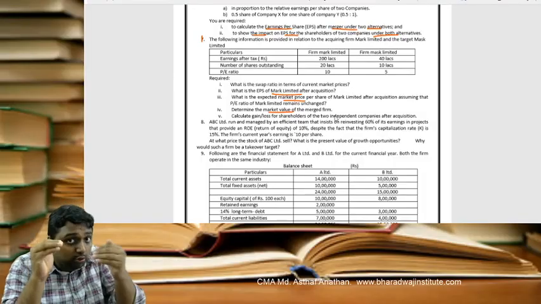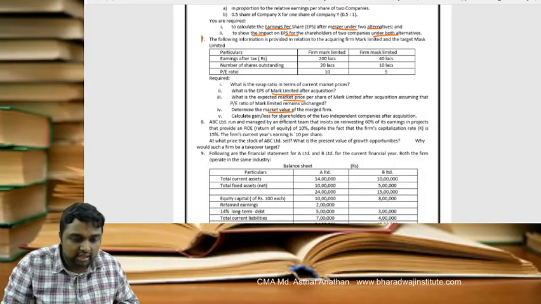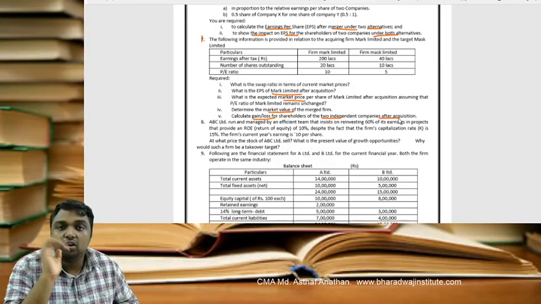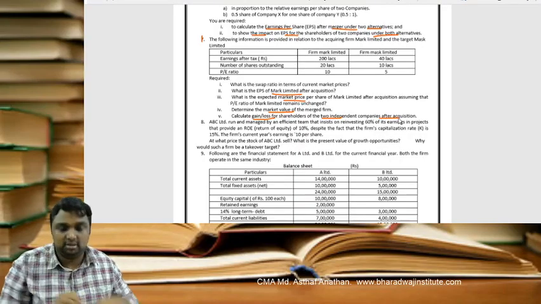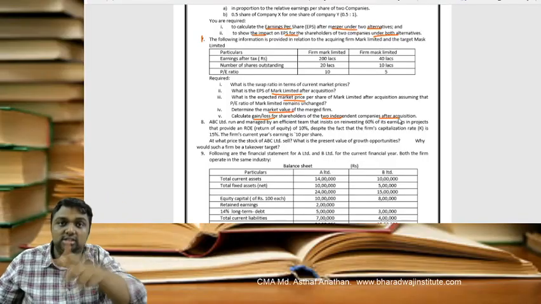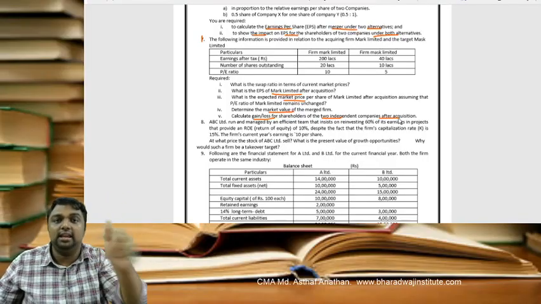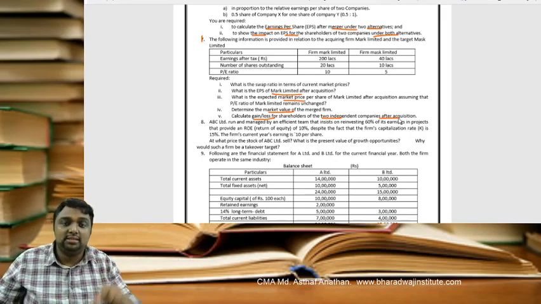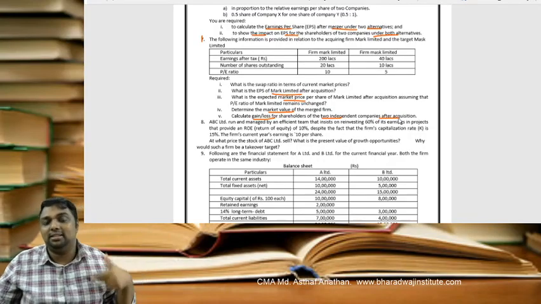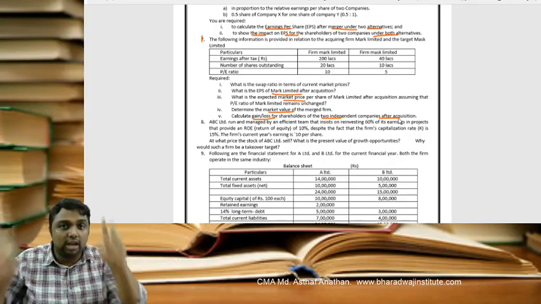Now, after the market price, they are asking gain or loss to the shareholders of the two companies after acquisition. See, gain or loss we can do in two ways. Listen very well. One is the EPS method, another is the market price method. That means what is the change in EPS? If EPS is reducing, loss in EPS; if EPS is increasing, gain in EPS. That is one way. Another way is market price comparison. Market price increasing, then gain by this much; market price decreasing, loss by this much. So we can do two ways.